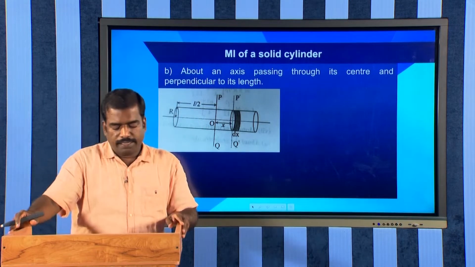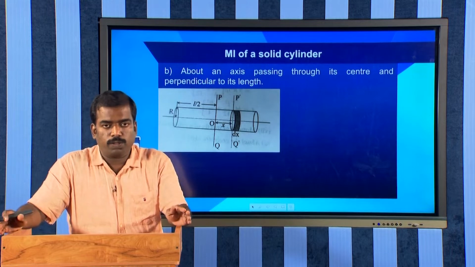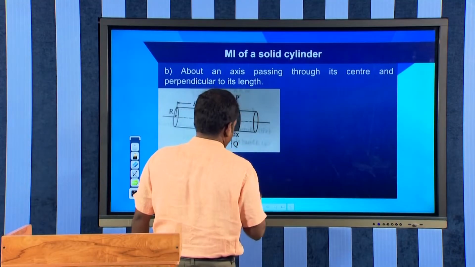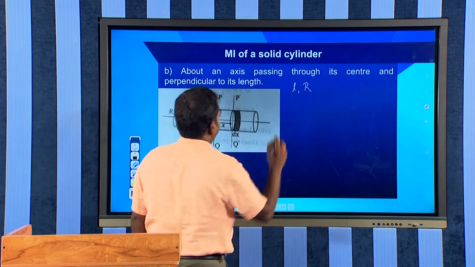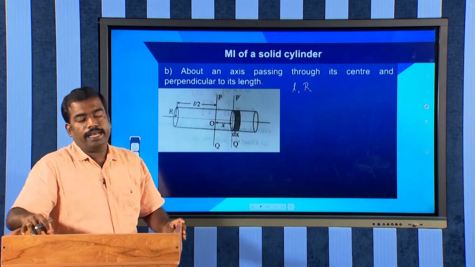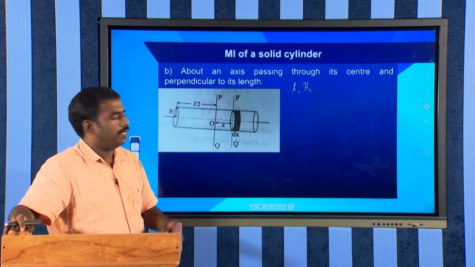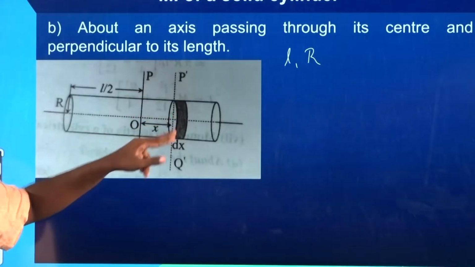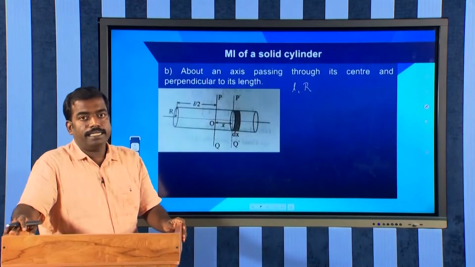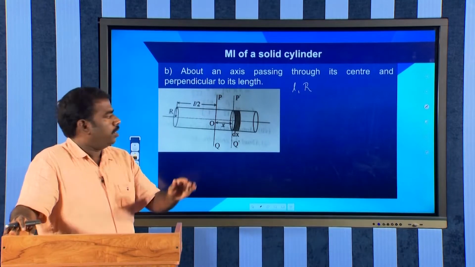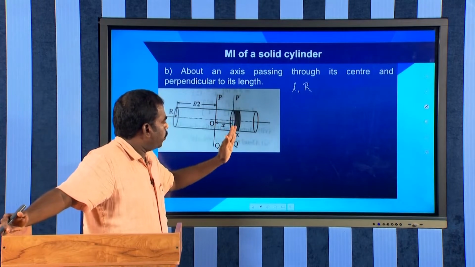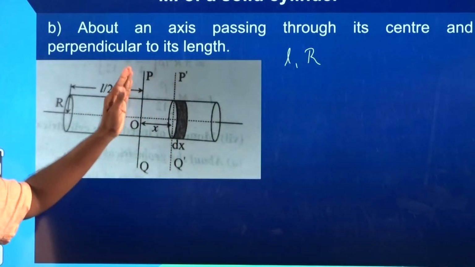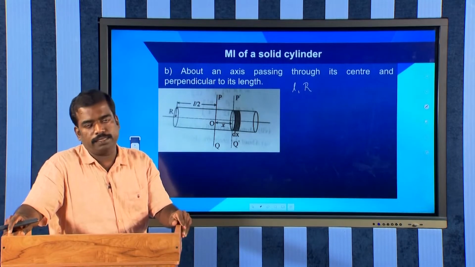Here we consider that the cylinder is made up of a large number of circular discs. The length of the cylinder is L and the radius is capital R. We consider a small circular disc of thickness dx at a distance x from the axis, and find its moment of inertia about p dash q dash. Then we will find the moment of inertia of the same disc about the axis p q by using the parallel axis theorem.